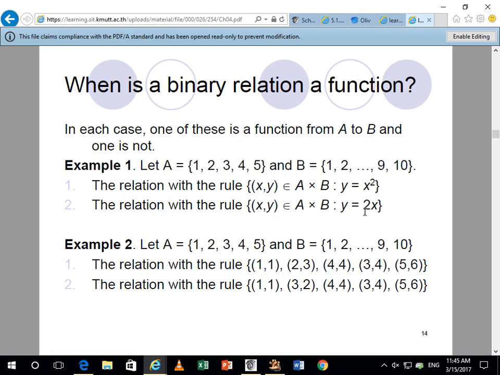So let's look at examples. There are two cases here. Let's start with example 1. Domain is 1, 2, 3, 4, 5. Codomain is the numbers 1 to 10, sorry, natural numbers 1 to 10, not digits. So you want to see which of these relations also give you a function. One of these is a function, and one of them is not.